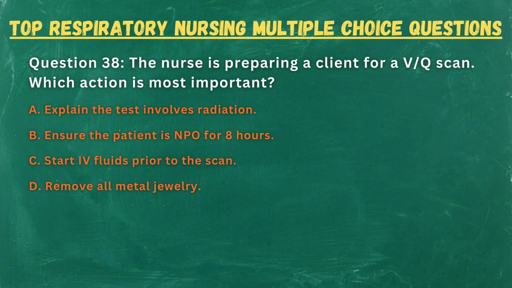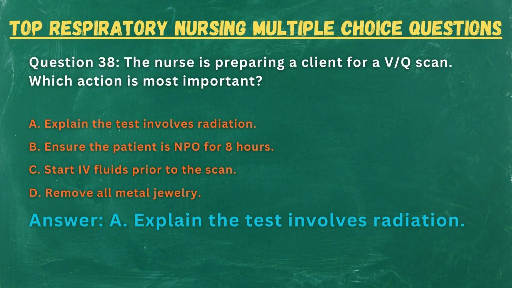Question 38. The nurse is preparing a client for a VQ scan. Which action is most important? A. Explain the test involves radiation. B. Ensure the patient is NPO for 8 hours. C. Start IV fluids prior to the scan. D. Remove all metal jewelry. Answer: A. Explain the test involves radiation.